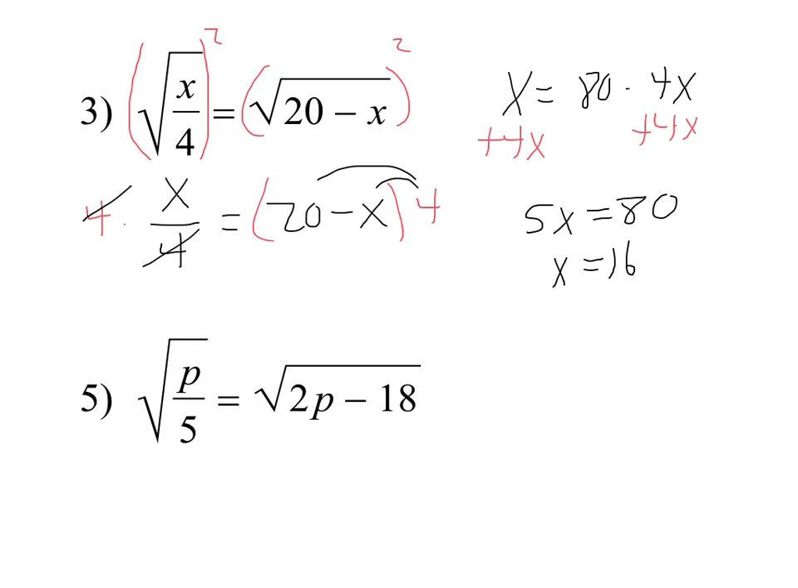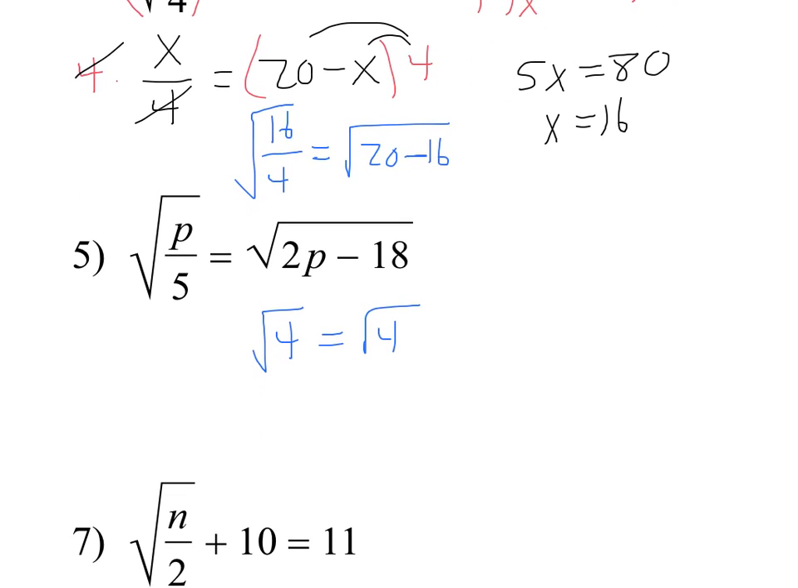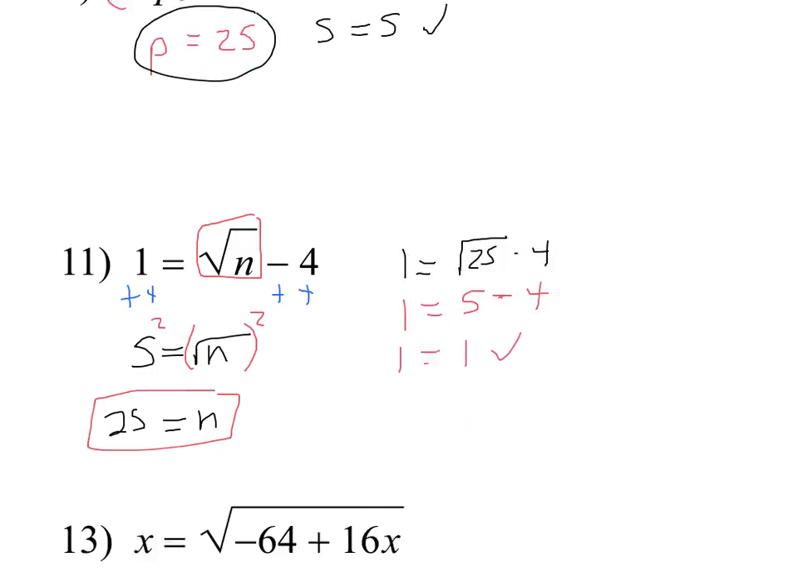And we have to check that. So we go 16 over 4, which is the left side of the equation, 20 minus 16, and we work out the math. 16 divided by 4 is 4. 20 minus 16 is 4. We root both sides and we get 2 equals 2. This checks. So 16 works. Again, if it did not check, we'd call that an extraneous solution.